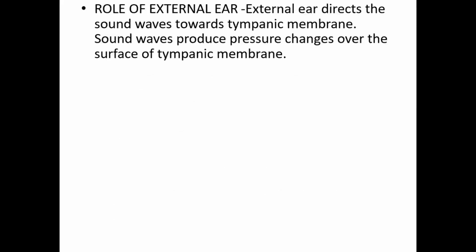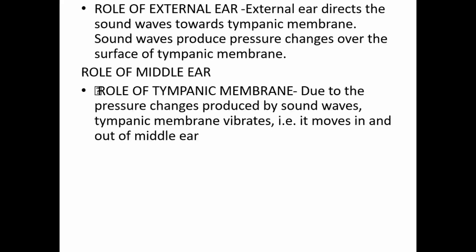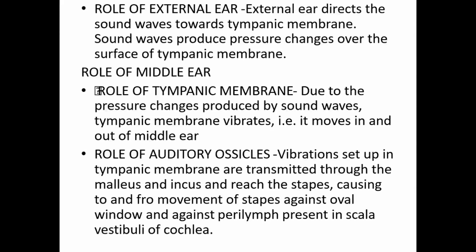Role of external ear. The external ear directs the sound waves towards the tympanic membrane. Sound waves produce pressure changes over the surface of the tympanic membrane. Role of middle ear. The role of tympanic membrane: due to the pressure changes produced by the sound waves, the tympanic membrane vibrates, that is, it moves in and out of the middle ear.